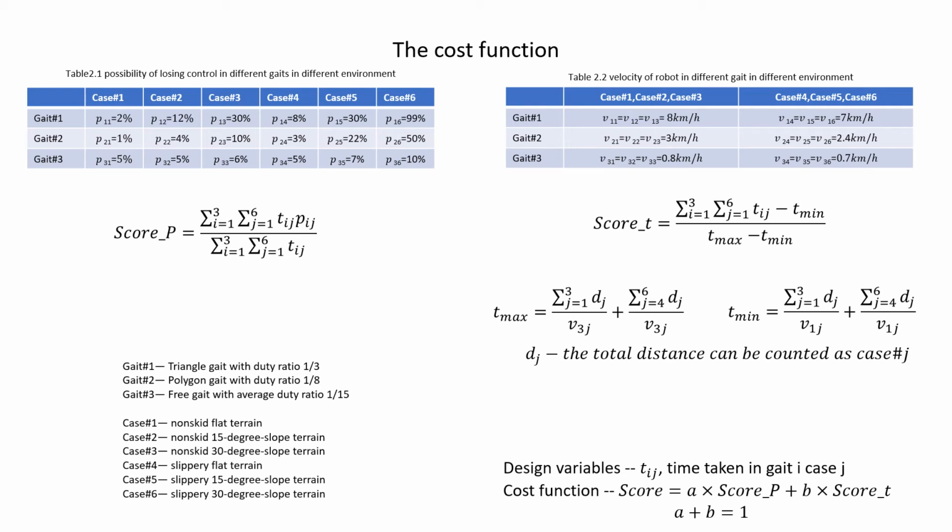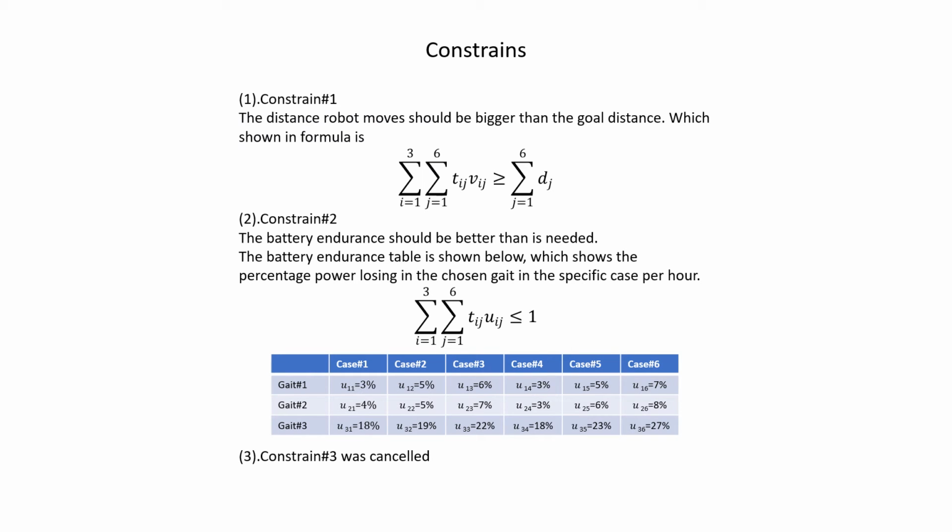The variables of this problem are the Tij, which is the time taken in gate i in case j, and the cost function is the final score. Next is about the constraints. The first constraint is the distance. Sum of Vt must be bigger than the set distance.